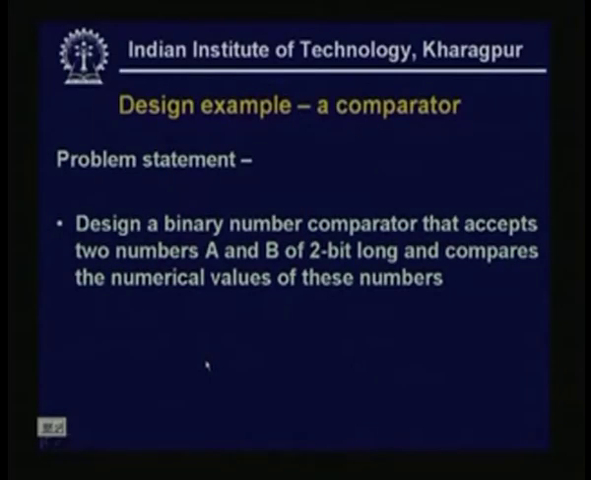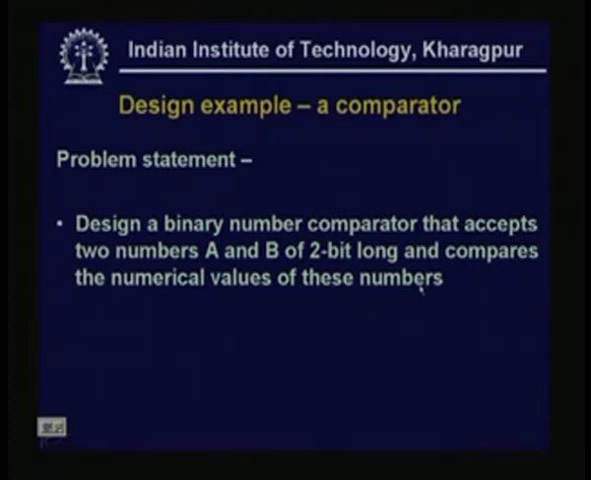Now, say this is a comparator design. The problem statement first we tell: design a binary number comparator that accepts two numbers A and B of 2 bit long and compares the numerical values of these numbers.